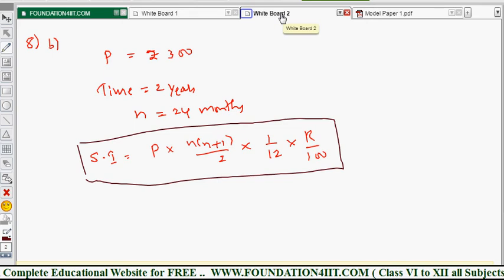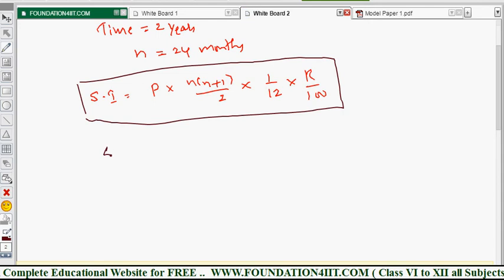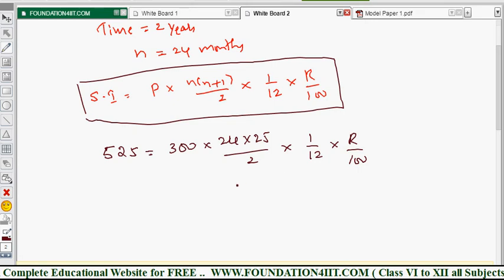Then 525 is equal to, just substitute all the values. 525 and the P value is 300 into n plus 1, so 24 into 25 n into n plus 1 by 2 into 1 by 12 into r by 100. By simplifying you will get the r value.